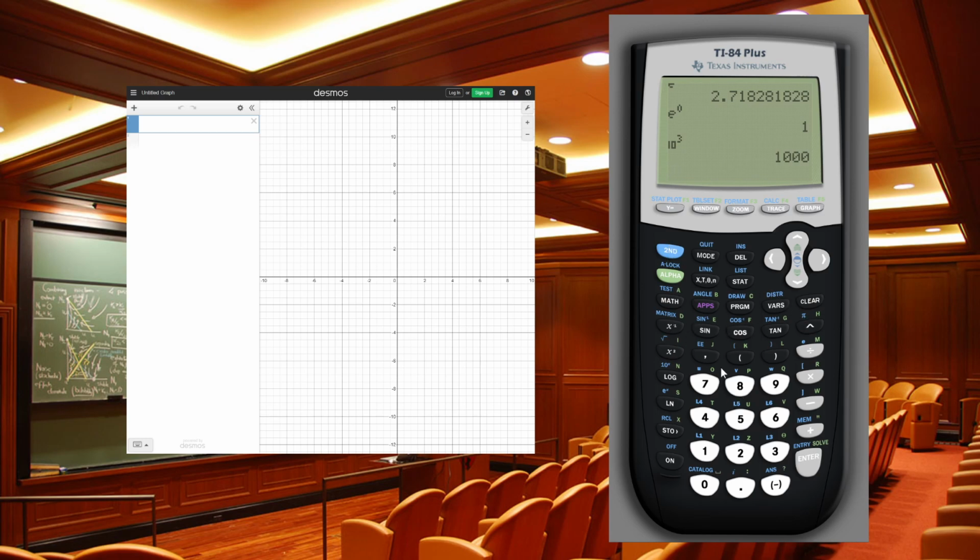So that's that blue text. Same with the sine, cosine, tangent functions. If you're familiar with these, their inverses are found by using the second key.